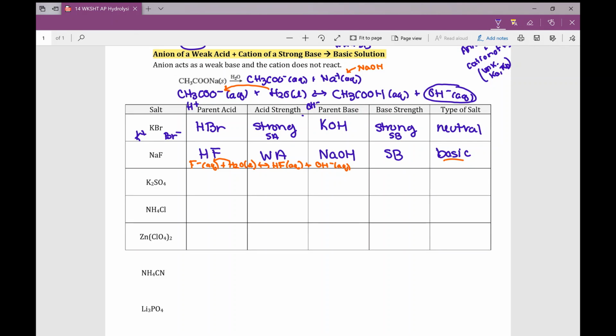All right, in this next one, we have H2SO4 and KOH. Sulfuric acid is a strong acid.